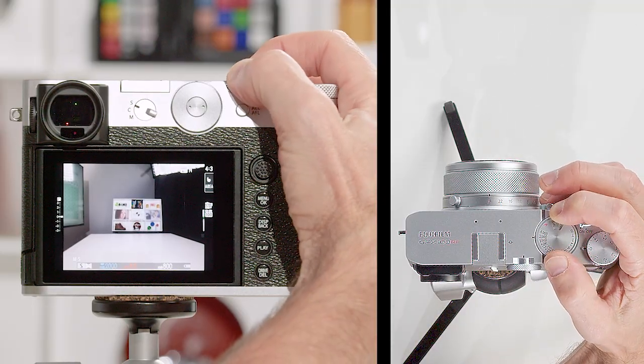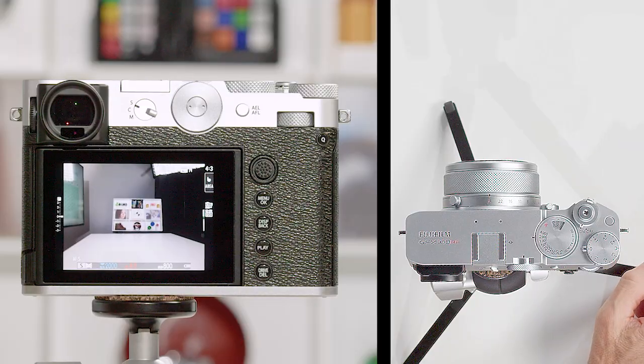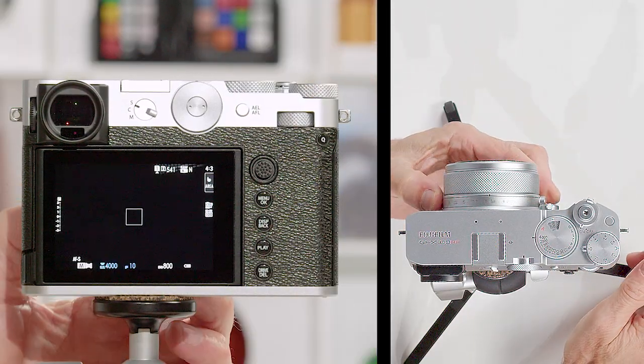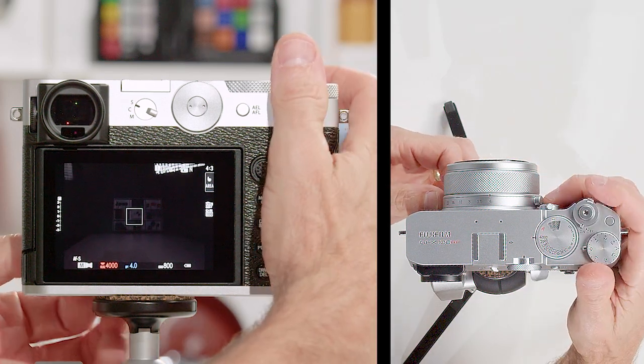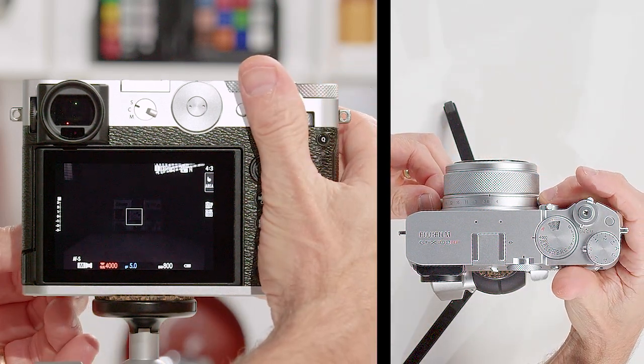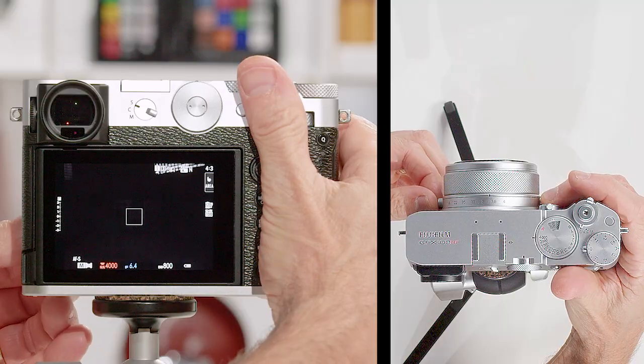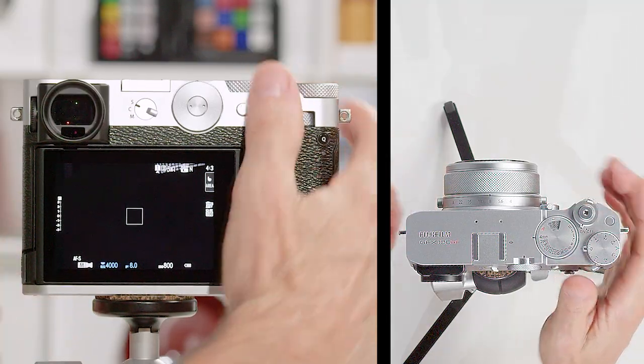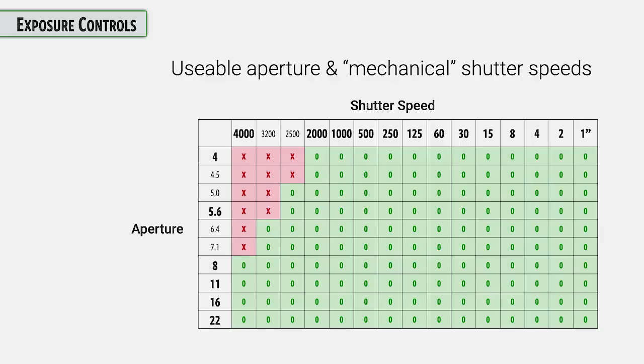If I change down to 2,000th of a second, suddenly we can shoot in here. If I try to change the aperture, actually let's go down to f4 and see if it doesn't allow us to shoot there. We're still not allowed to shoot until we get down to f8 at 4,000th of a second. So the chart that you see on screen here is showing you the unusable aperture and shutter speeds that you can't match together.